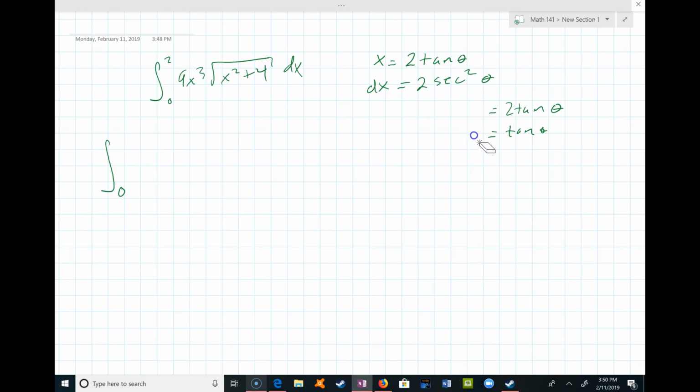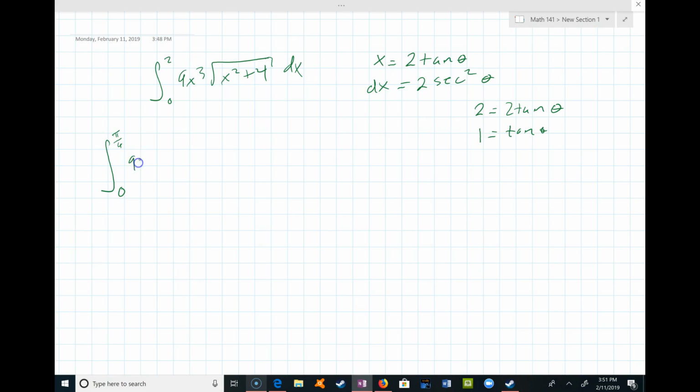But if we do the same thing, put a 2 here, divide both sides by 2, and we get 1. When is tangent equal to 1? That would be at pi over 4. So we put a pi over 4 up there. So now I don't have to switch back to x. I can just leave it as theta. So then I'm going to go ahead and make my substitution.